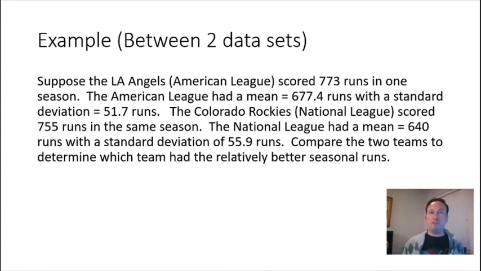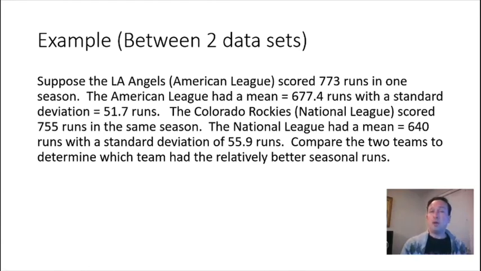Here's the second example. This is the baseball example that is mentioned on your notes. So I'm going to read through it real quick. Suppose that the LA Angels, which are part of the American League, scored 773 runs in one season. The American League had a mean of 677.4 runs with a standard deviation of 51.7 runs amongst all the teams in that league. The Colorado Rockies are part of the National League, and they scored 755 runs in the same season as the Angels. The National League had a mean of 640 runs with a standard deviation of 55.9 runs.